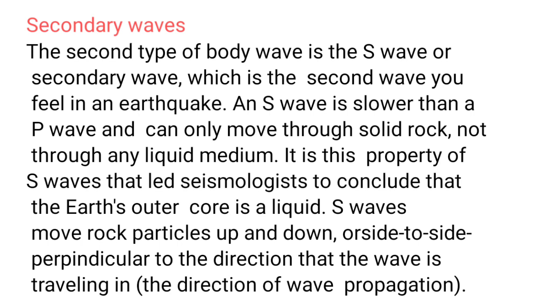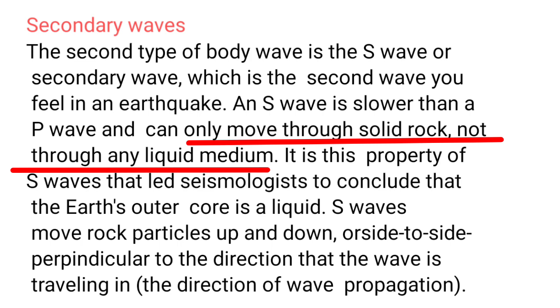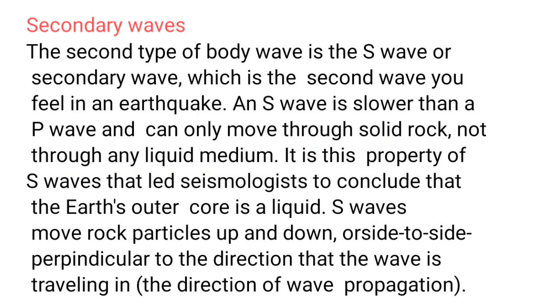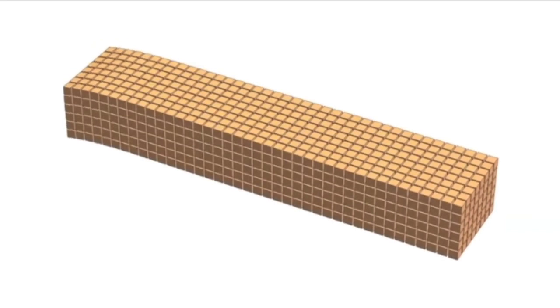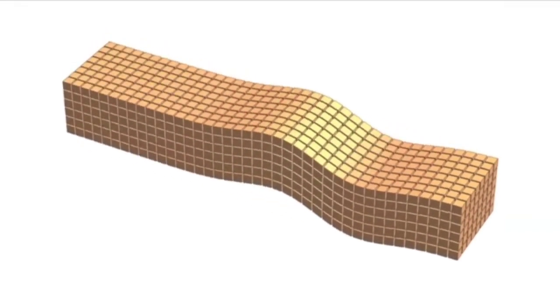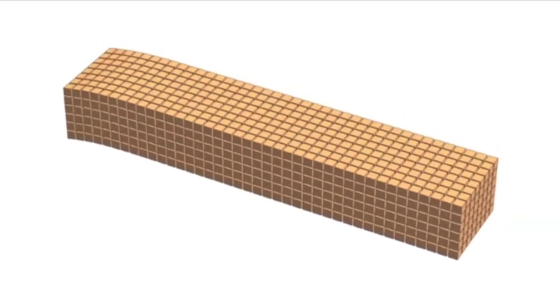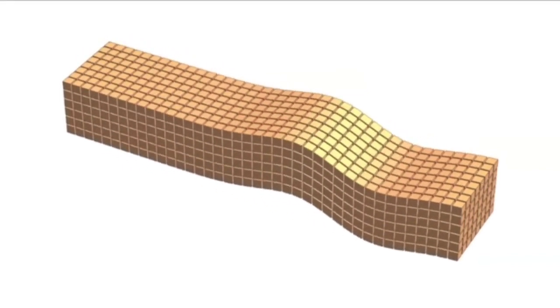Another is the secondary waves. P waves are followed by the secondary waves, and they are slower than the P waves. The S waves can move through only solids. They cannot pass through any liquid medium. Here is the video of the movement of the S waves. They move perpendicular to the direction of the earthquake waves, in an up and down manner.